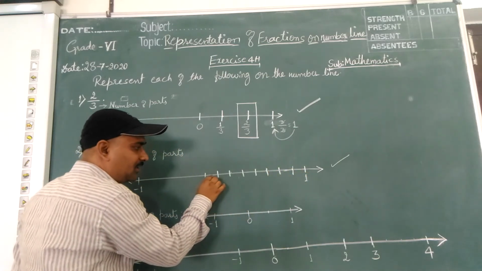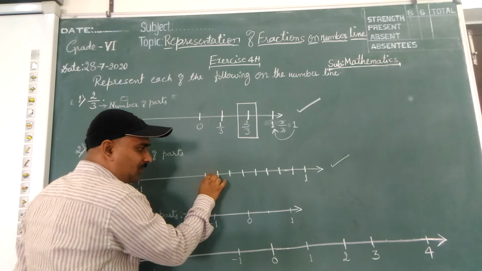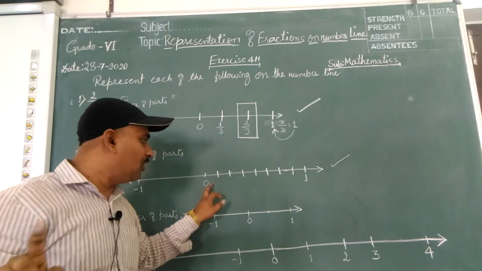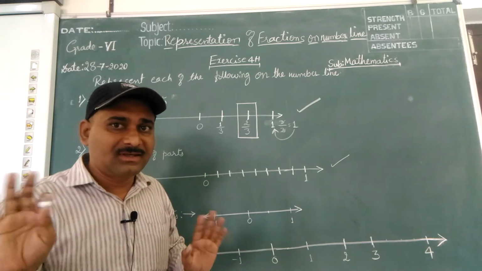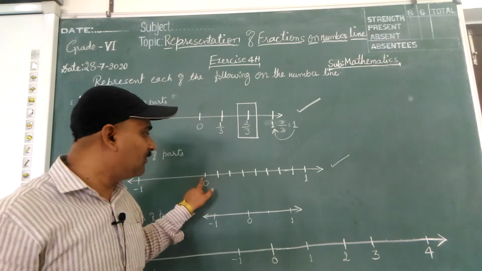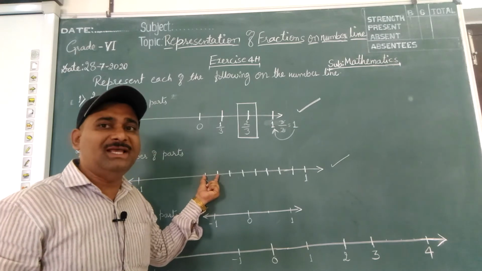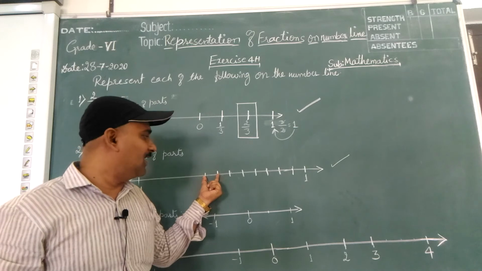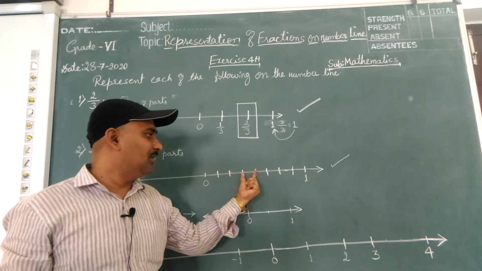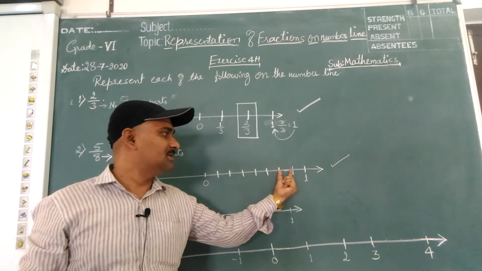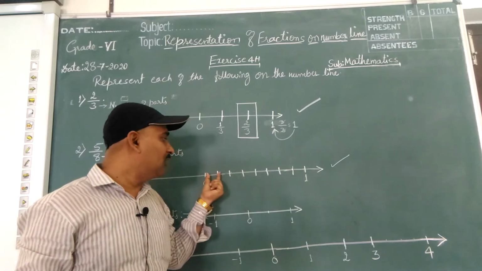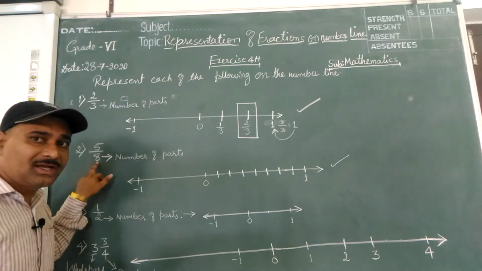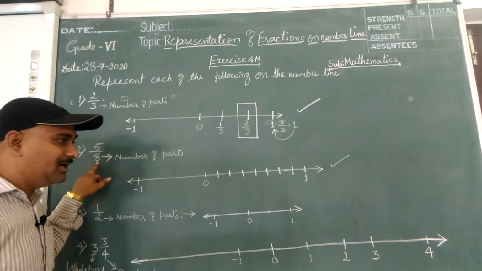Look here, count, children. 1, 2, 3, 4, 5, 6, 7, 8. You should not count these lines. Many of you will do it wrong. You should not count the lines. Parts means pieces of a line. So this is one piece like this: 1, 2, 3, 4, 5, 6, 7 and 8. You should count the parts, not the lines. So they asked us to make 8 parts. We made 8 parts.